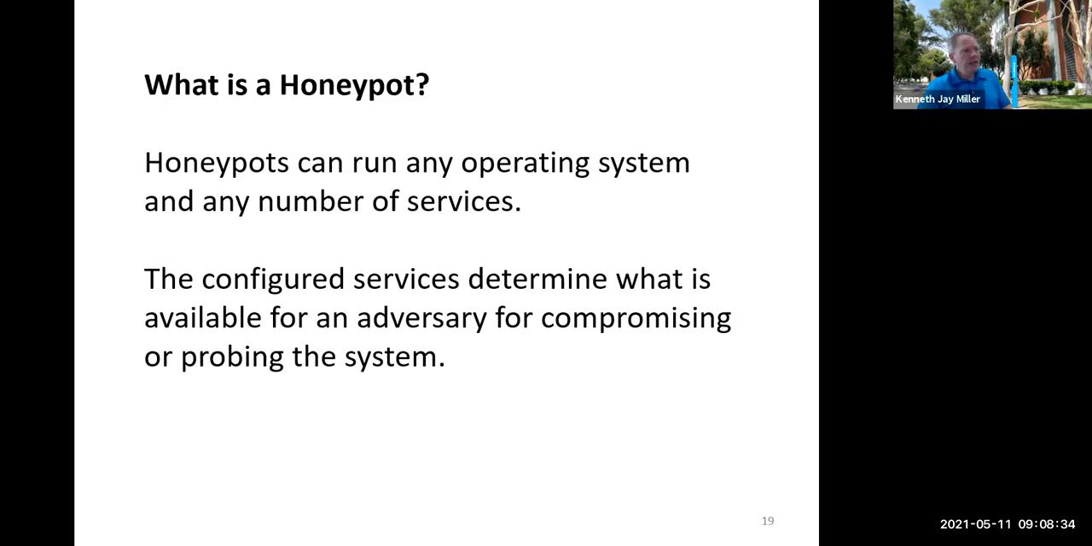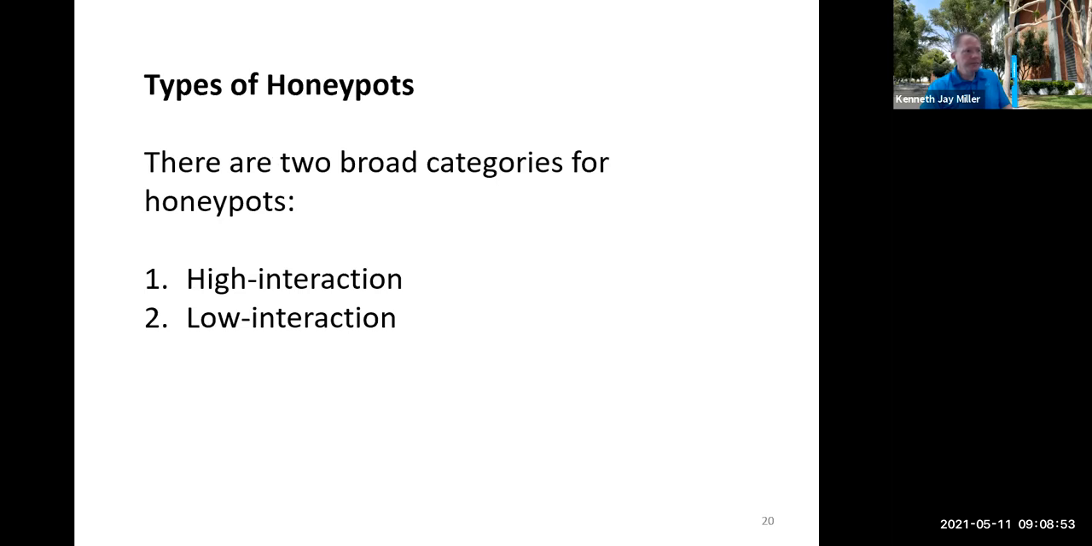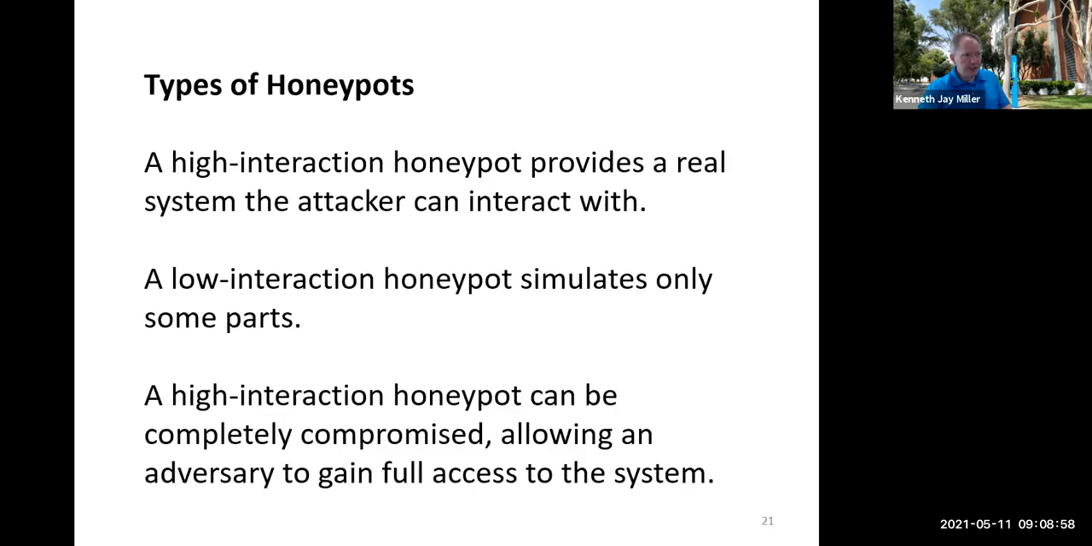All right. So the configured services: if we have SSH that we want to not only have probed, but potentially compromised, then we can gather more evidence and more information that can show us what is there. Okay, so here are the two broad categories, the high interaction and the low interaction. High interaction provides a real system that the attacker can interact with. The low interaction simulates some of the parts.